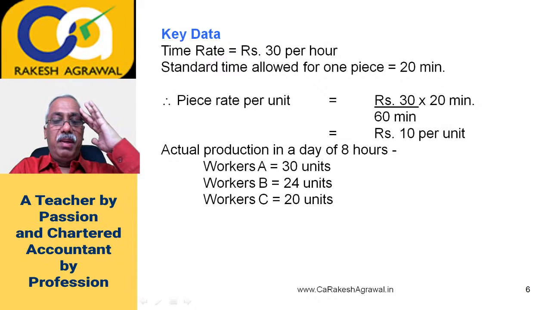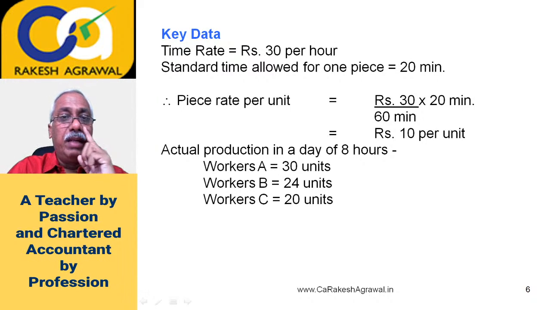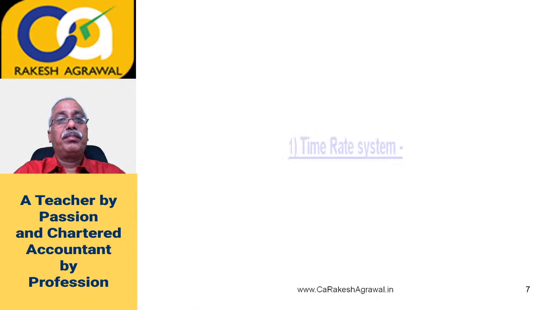Right, or keep it in the memory. Time rate is 30 per hour, piece rate is 10 per unit, standard time allowed to produce one piece is 20 minutes, and workers have actually worked for 8 hours and 3 workers have produced. A has produced 30 units, B has produced 24 units, and C has produced 20 units. Let's begin with this data and we will discuss 4 remuneration systems.